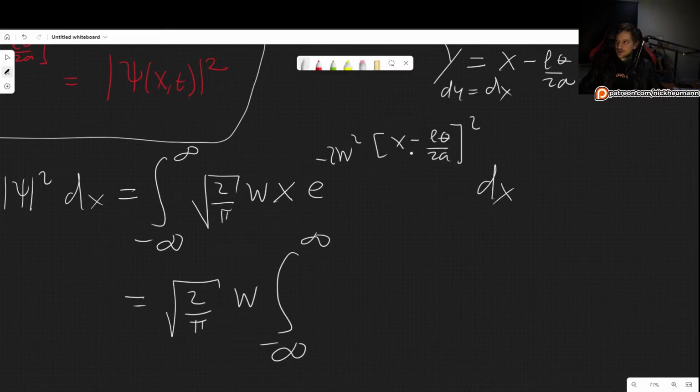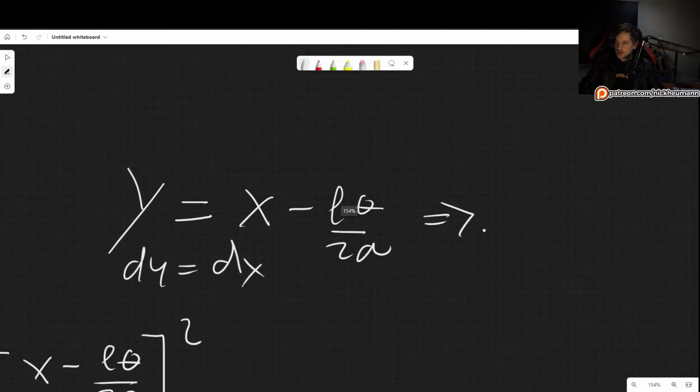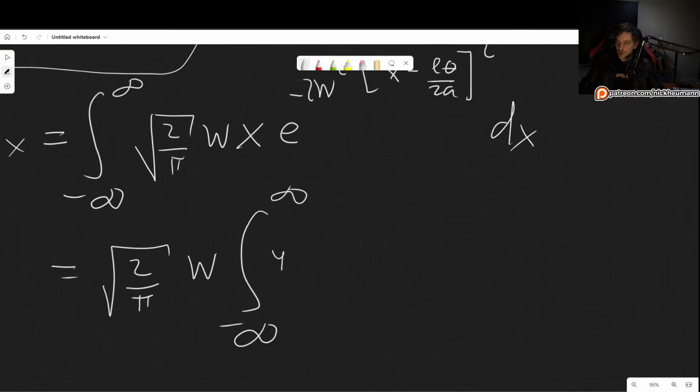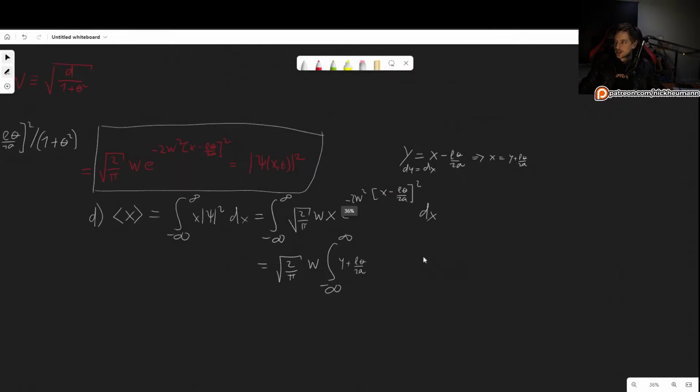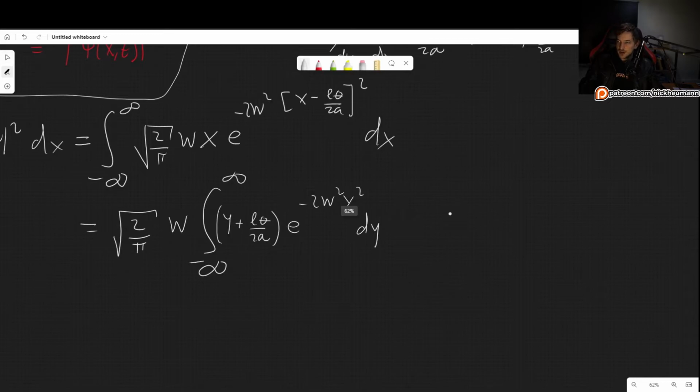Now, instead of x, we can rewrite from here. If y is equal to that, then we can easily see that x is y plus L theta over 2a. So let's write this in here. So this would be y plus L theta over 2a, and e to the minus 2 omega squared y squared dy. So we have two integrals, which I will write separately so that you can see this as clearly as possible.